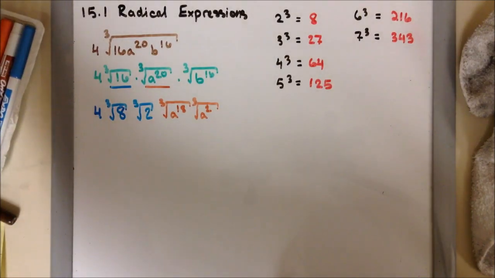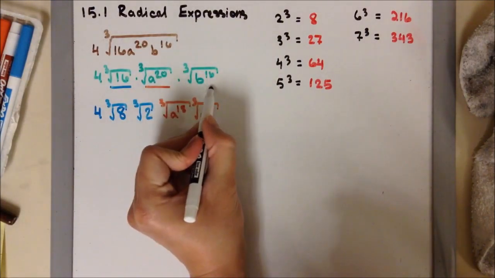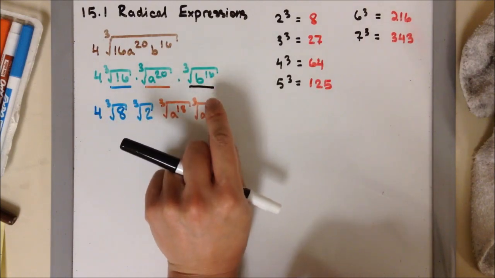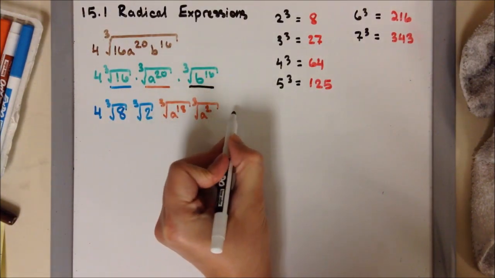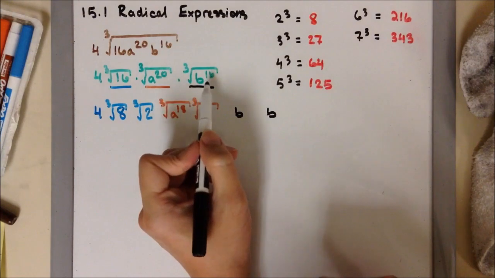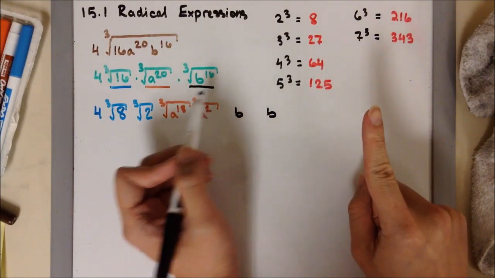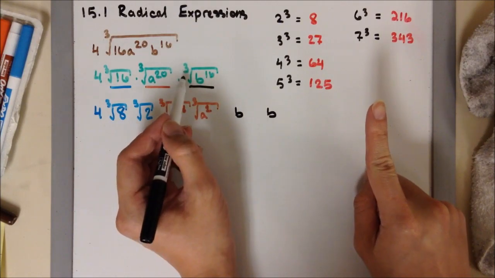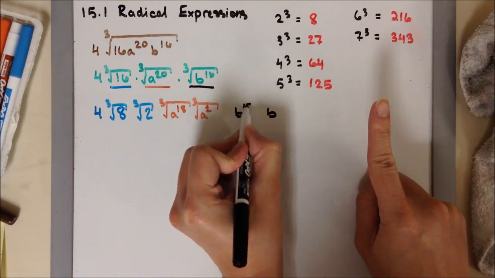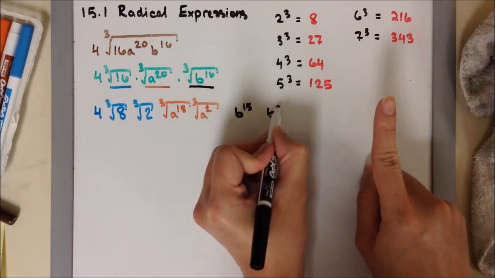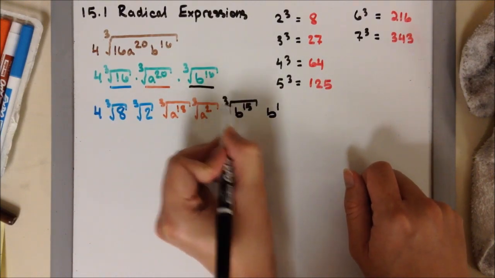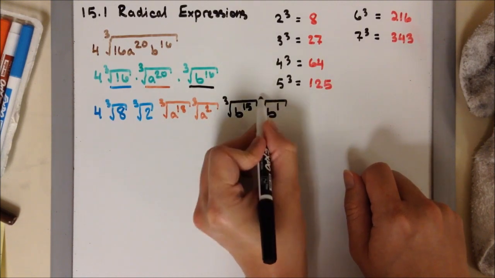Next is b to the 16th power. My first question is, can 3, my index, go into 16 as a whole number? In that case, it cannot, so I'm going to split the b into 2 b's. Starting off with 16 and counting down, if I take 1 away, I have 15 left. Can 3 go into 15 as a whole number? In that case, yes. So I'm going to write 15. Then I take the 1 and put it on the second b. So this is the cube root of b to the 15th power, while this is the cube root of b to the 1 power.